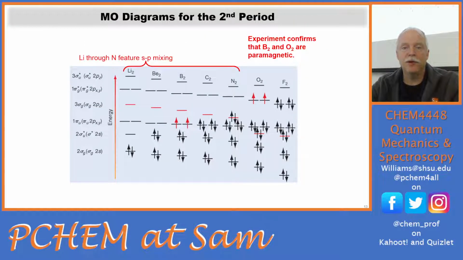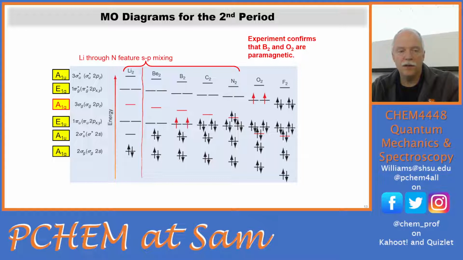Okay, here are the MO diagrams for the second period. Notice this is just the middle parts of those diagrams, so each one of these is its own little MO diagram. Can you see that little pattern now? We've got sigma, sigma star, pi, sigma, pi star, sigma star.